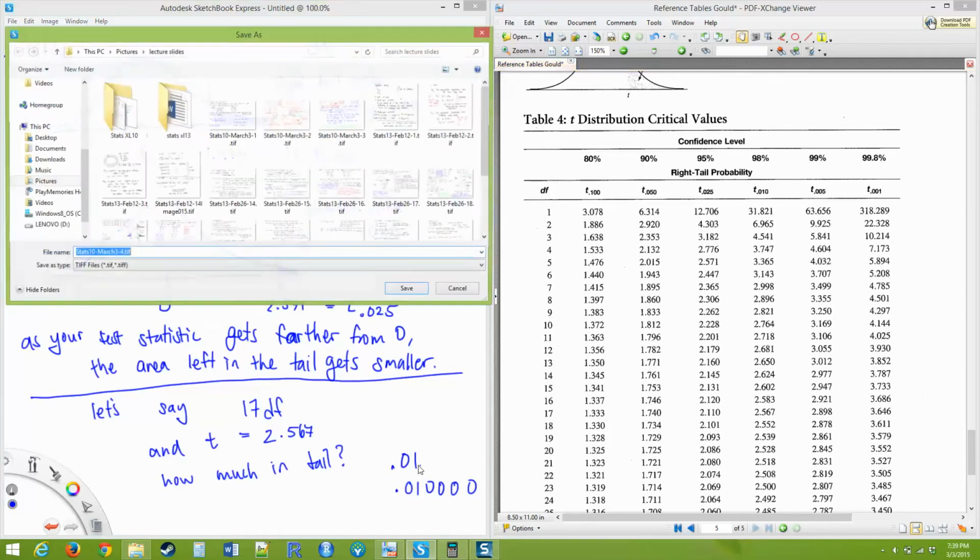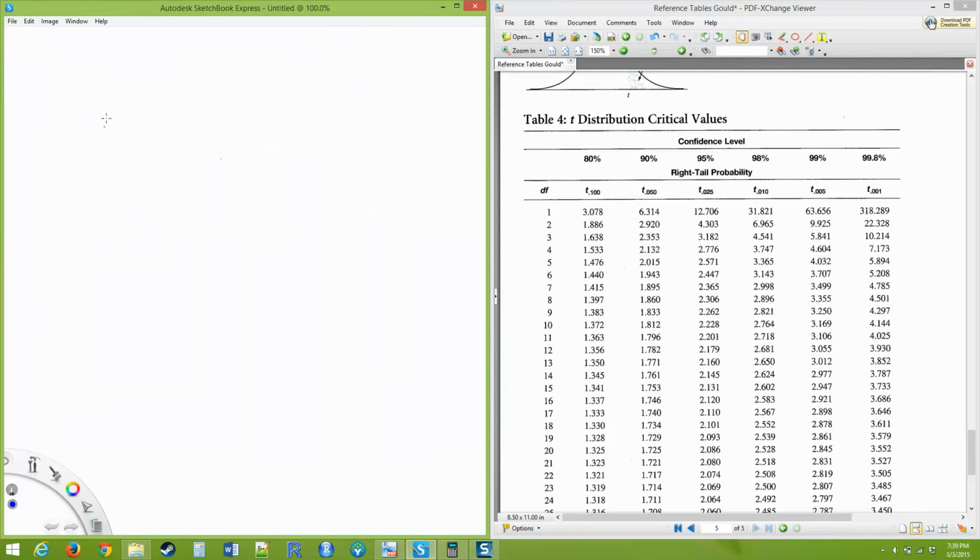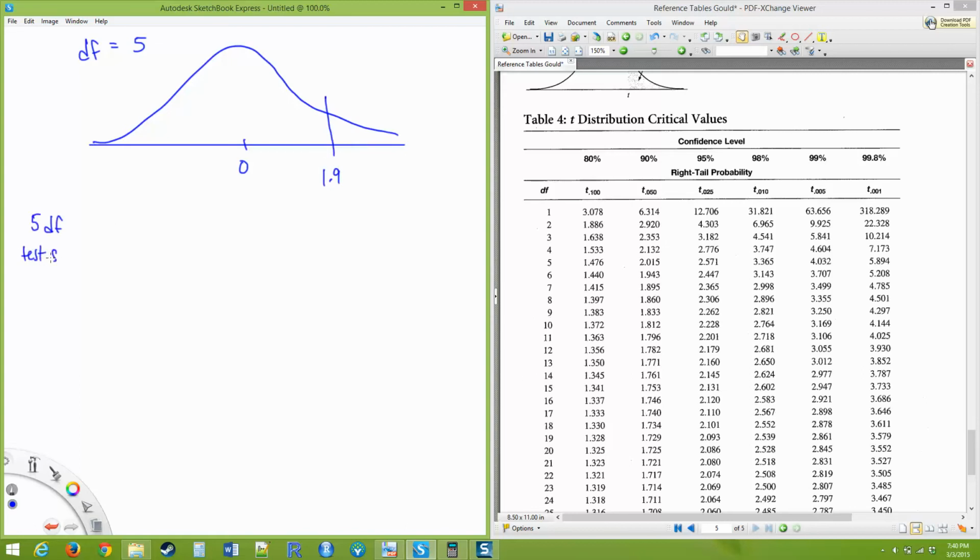Okay, let's try something else. Let's say we have degrees of freedom equal to 5. Don't shout out your answer, but let's say the number I have is 1.9. So I have 5 degrees of freedom, and our test statistic is equal to 1.9. How much is in the tail?